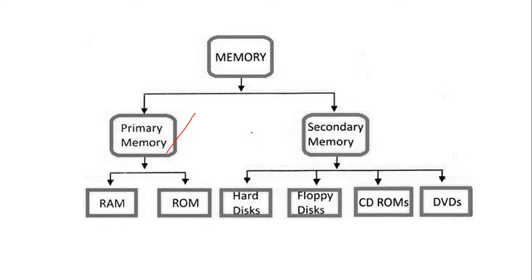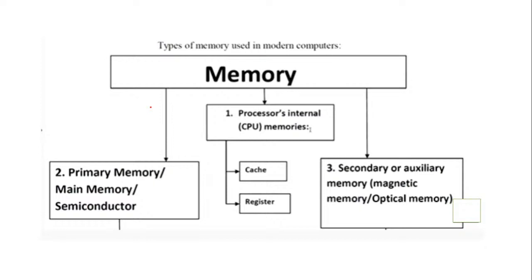And many a times, where cache comes, where register comes, it becomes a confusion. So I have just split it in a different form. Is everything going smoothly, I guess? Okay, yes. So now when we talk about memory, no doubt, memory is divided into primary memory and secondary memory.